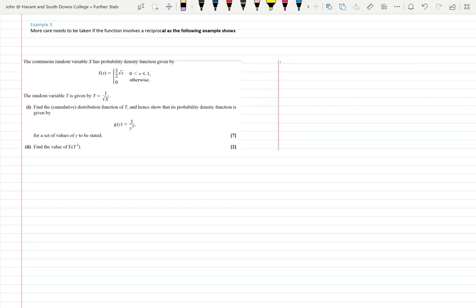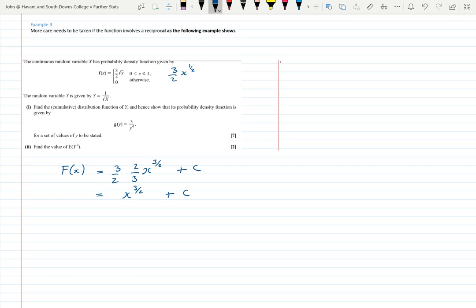So let's do that. F(x) is going to be this integrated. So remember that's 3 over 2 x to the half. So F(x) is going to be equal to 3 over 2 x to the 3 over 2 times 2/3 plus c. So that's equal to x to the 3 over 2 plus c.